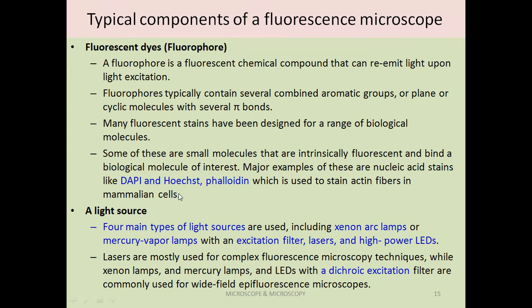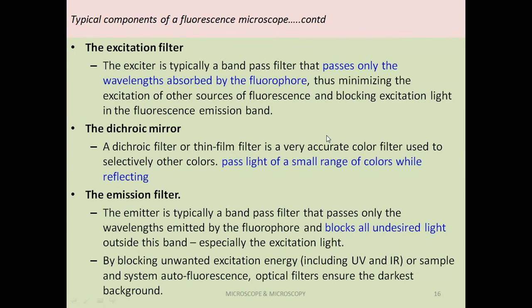For the light source, four main light sources are used: xenon arc lamp, mercury vapor lamps with an excitation filter, laser beams, and high power LEDs. Lasers are most commonly used for complex fluorescence microscopy techniques, while xenon arc lamps, LEDs and dichroic mirrors are used for wide-field epifluorescence microscopy. The excitation filter, as discussed, allows passage of only the wavelength absorbed by the fluorophore dyes and minimizes the excitation of other sources of fluorescence, blocking excitation light in the fluorescent emission spectra.